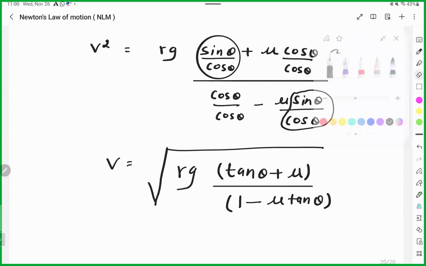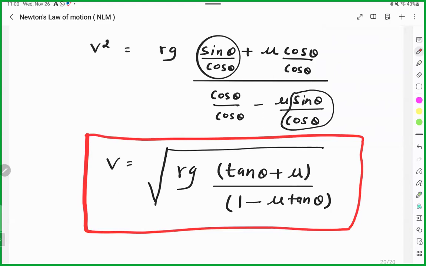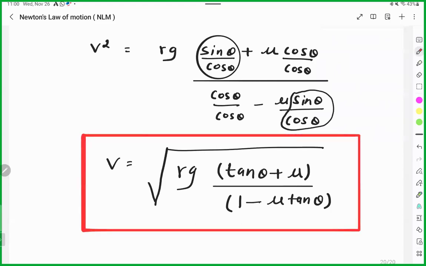Understood? Any doubt? It is a mathematical calculation, but it is not tough. Correct? It is a mathematical calculation, but it is not tough.